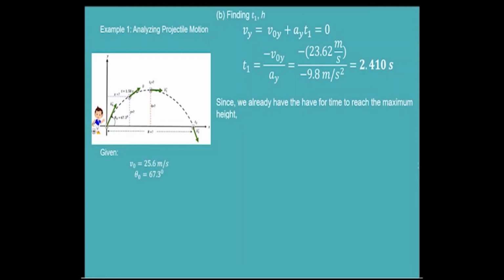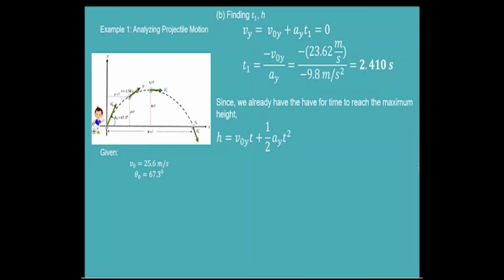Now, let's proceed to letter B, finding the time to reach the maximum height and the maximum height itself. From our equation, v sub y is equal to v sub 0y plus a sub y t1, which is equal to 0. Deriving the formula for t1, t1 is equal to negative v0y over ay, where v0y is equal to negative 23.62 meters per second divided by the acceleration due to gravity, negative 9.8 meters per second squared. The answer is 2.410 seconds.